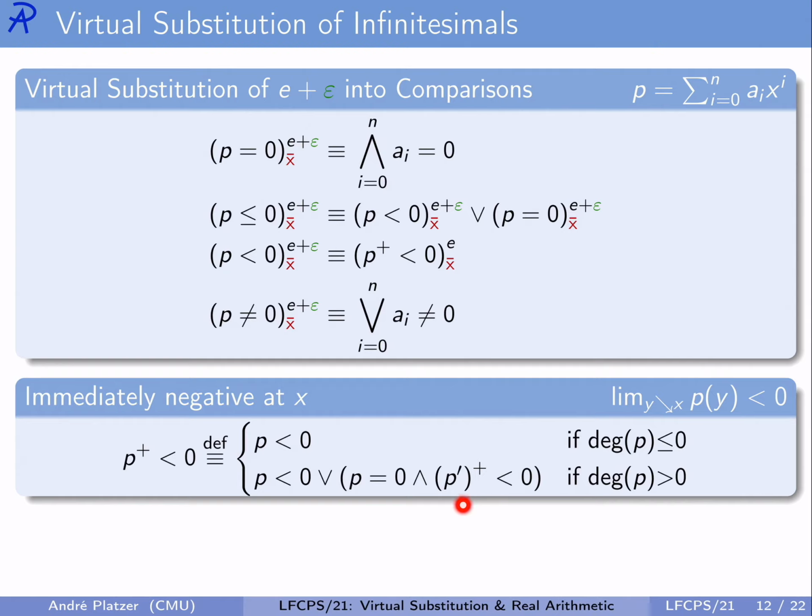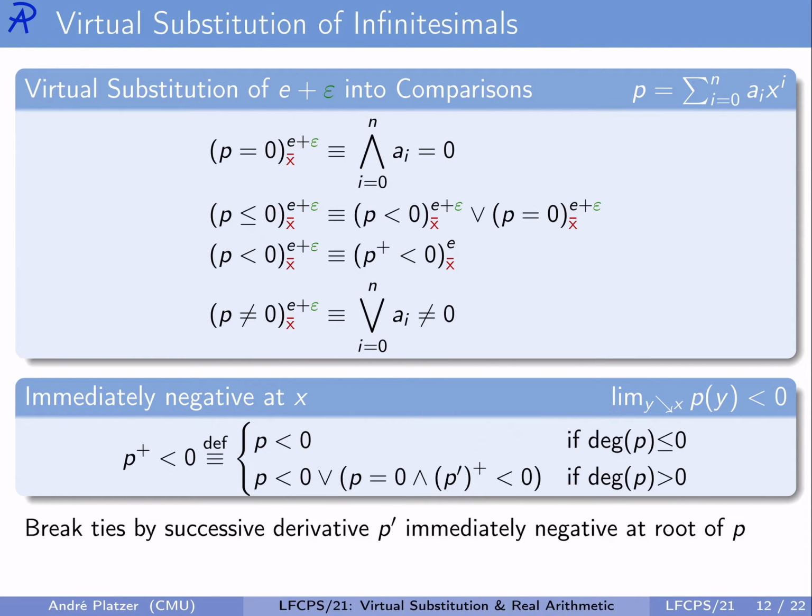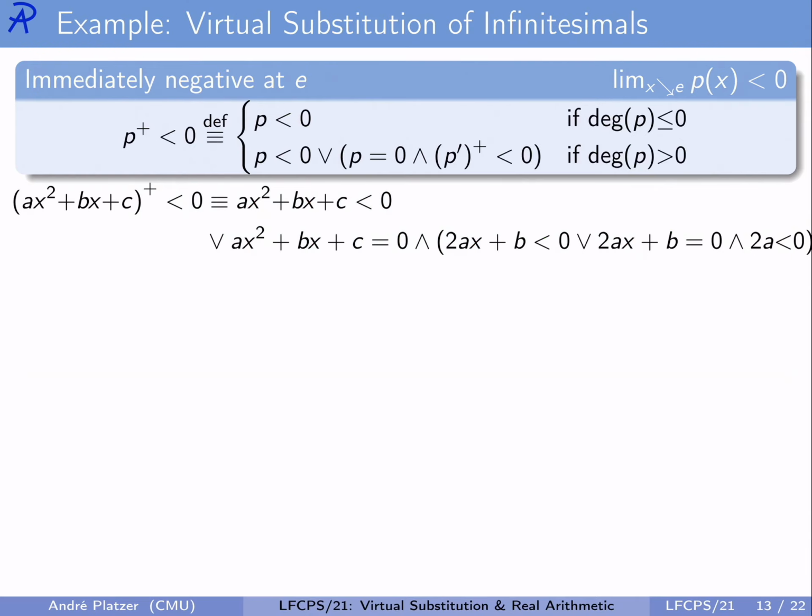The derivative of a polynomial, remember, will of course have lower degree, so that's actually well defined, because we're defining immediate negativity at a degree p polynomial by reducing it to immediate negativity at a degree p minus 1 polynomial at most. So we break ties by successive derivatives being immediately negative at the root of p, and then plug it all in. Let's see an example of that. So immediate negativity is the key notion.